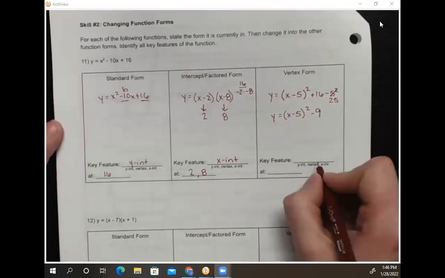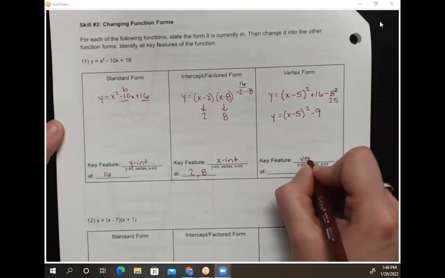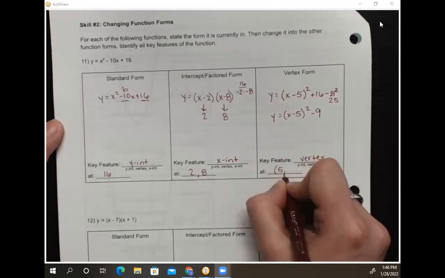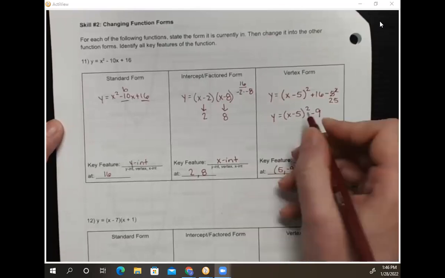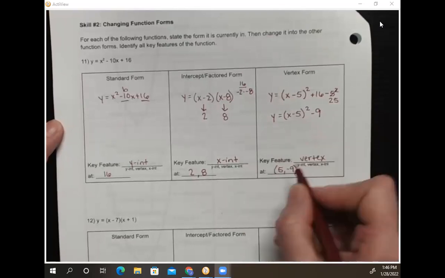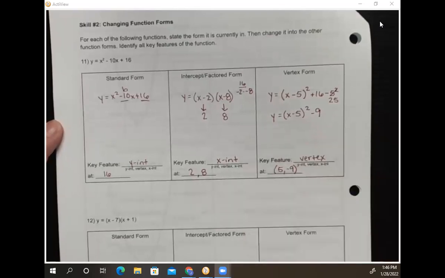Vertex form gives us our vertex, and the vertex for this function would be 5, -9. Again, when I pull a number out of parentheses with x, it changes the sign. So that's why we have +5, -9.